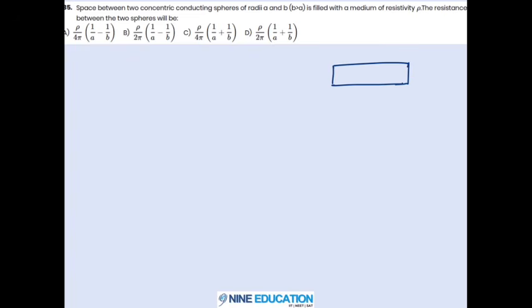This is a metal bar of length L, area of cross section A, and resistivity rho. Then what is the resistance offered by this metallic piece if it is connected across these two points? So you know the formula, R is equal to rho L upon A. You can see that the area of cross section is perpendicular to the length. So let us apply this similar concept here.